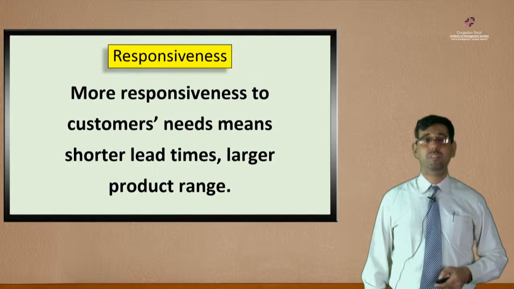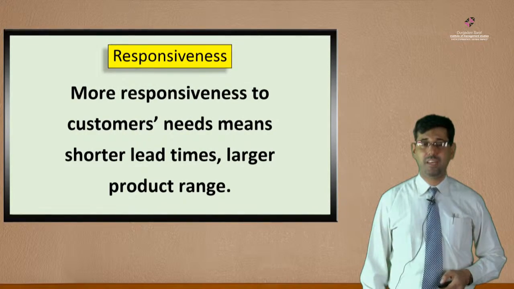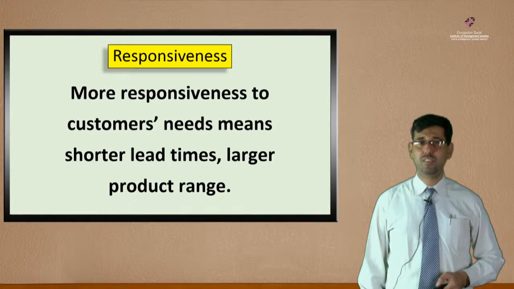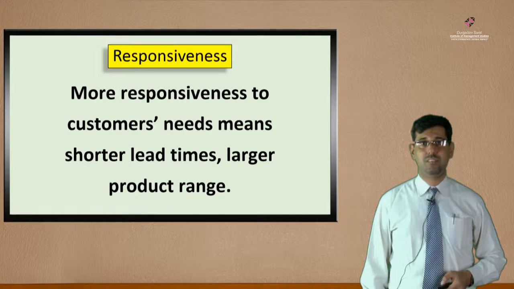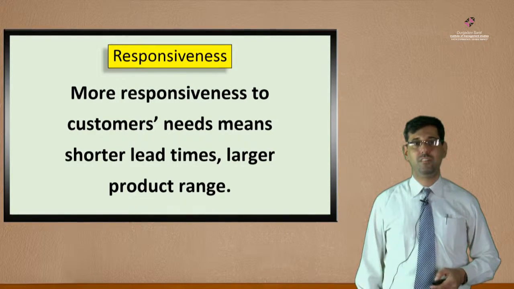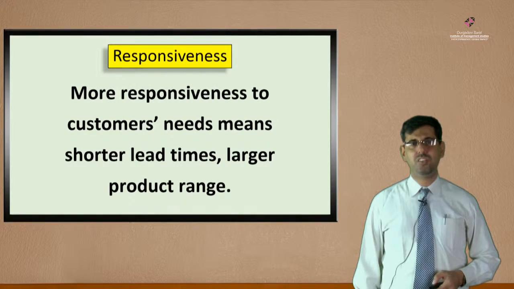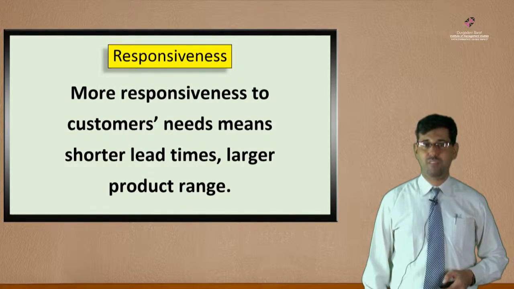For example, a biscuit manufacturer. A biscuit manufacturer should produce biscuits as per the needs of the market and provide a wide variety of range, such as cream biscuits, cracker biscuits, salty biscuits, sweet and salty biscuits, diabetic biscuits, and so on. A main manufacturer who is willing to manufacture just 1 or 2 SKUs for his customers, we may not say he is a responsive manufacturer.